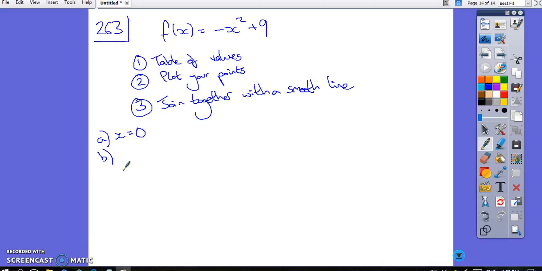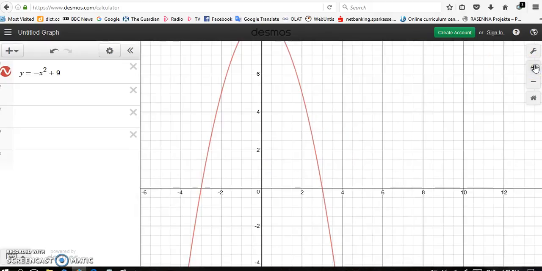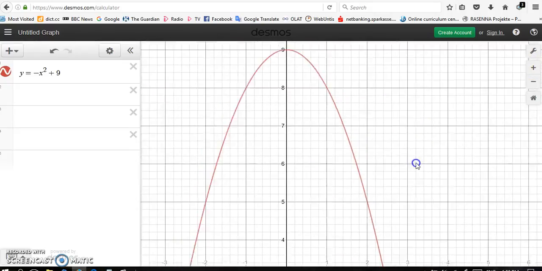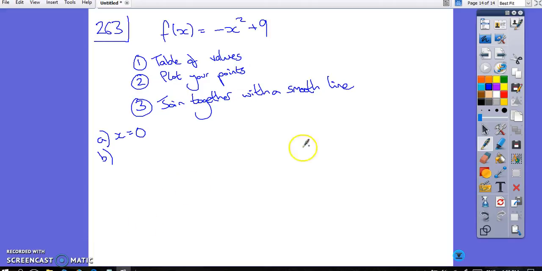In question B, however, it asks you for the coordinates of the highest point or the maximum. So, if I zoom in, I can see that the coordinates are, of course, 0 on the x-axis and 9 on the y-axis. So then it's expecting 0, 9.